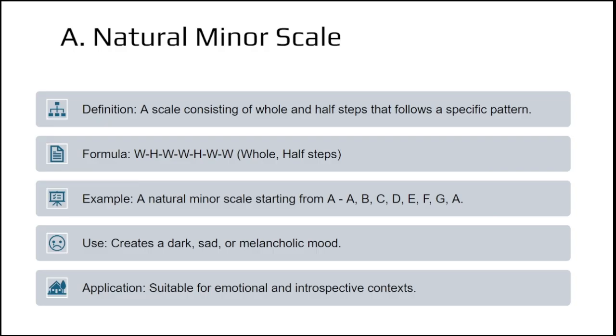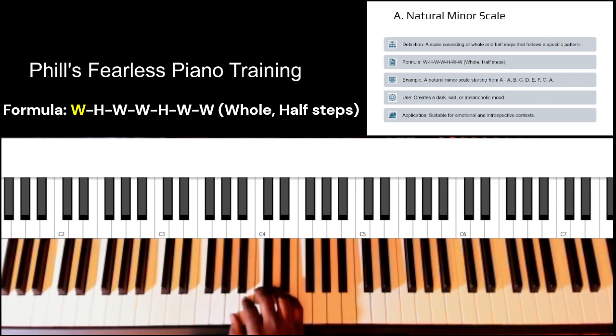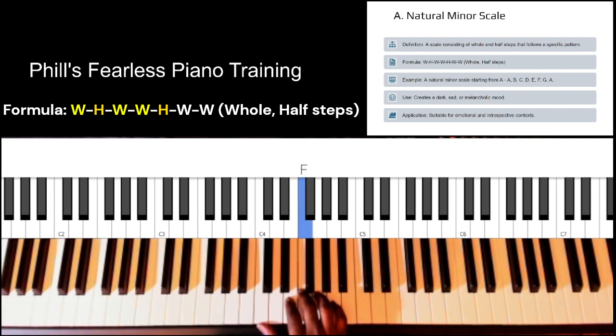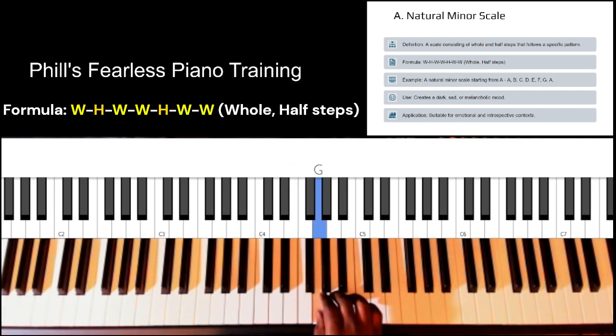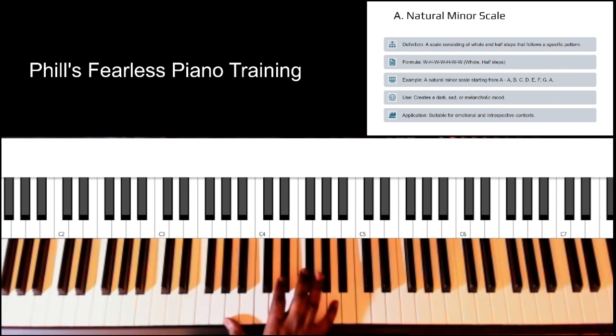So let's take a little break from the screen just to make sure you understand the structure of this scale. Here's the structure. It starts like this. A to B is a whole, half, whole, whole, half, whole, whole. So in essence, it's the notes in the C major scale starting at A. That's the easiest way to remember it.